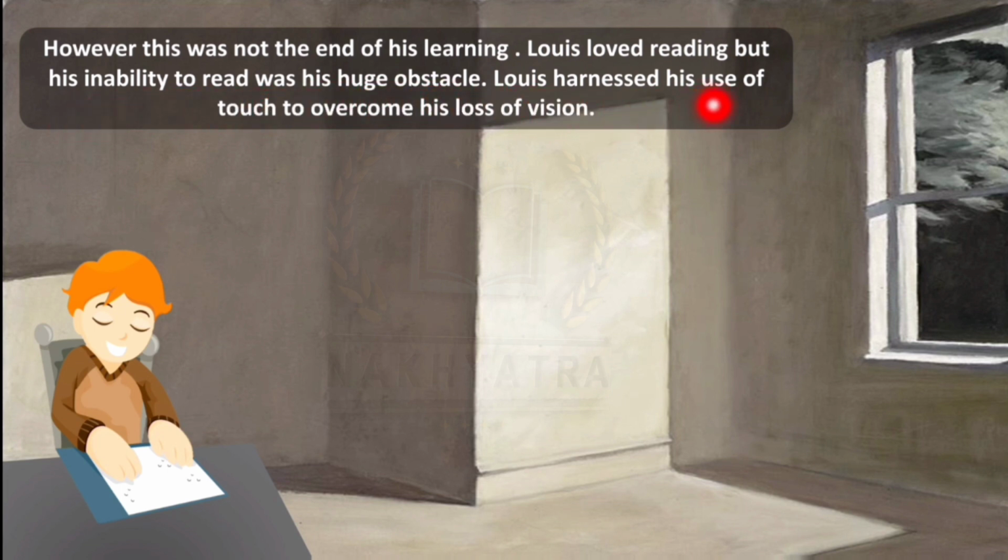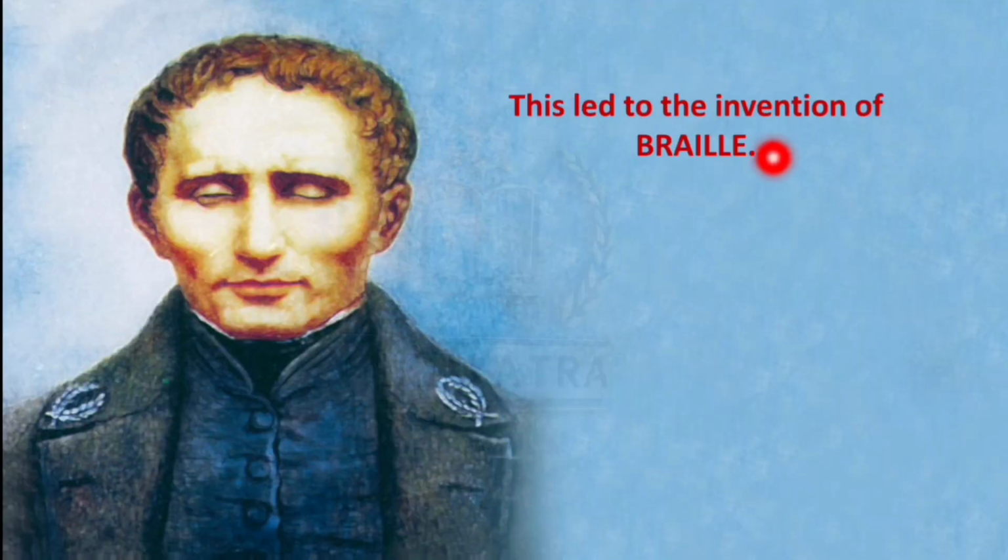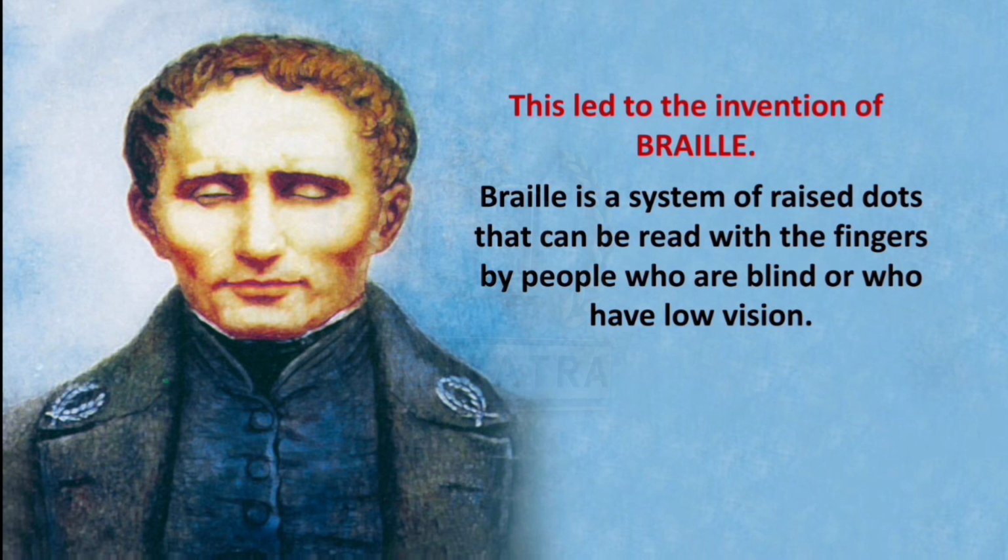Louis harnessed his use of touch to overcome his loss of vision. One day, Louis touched a piece of paper which felt different from all the other paper he had felt. It had bumps. This led to the invention of Braille. Braille is a system of raised dots that can be read with the fingers by people who are blind or who have low vision.